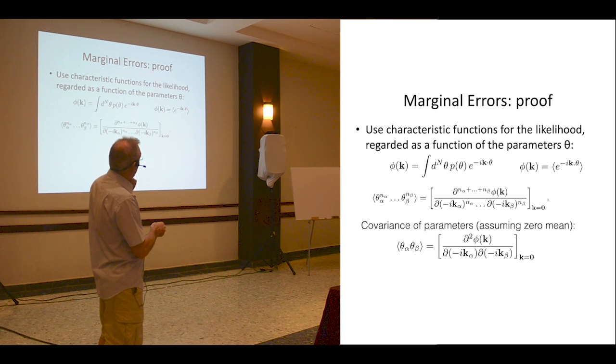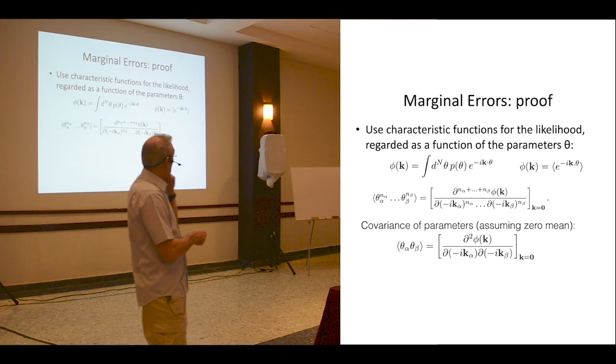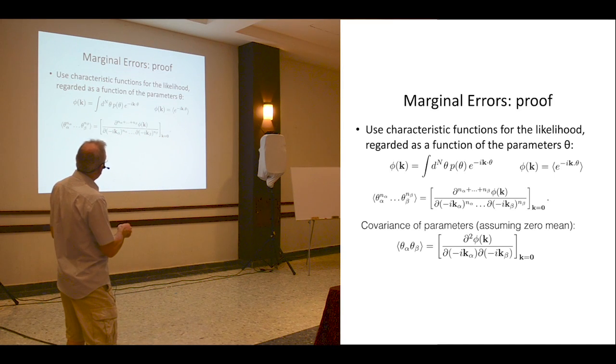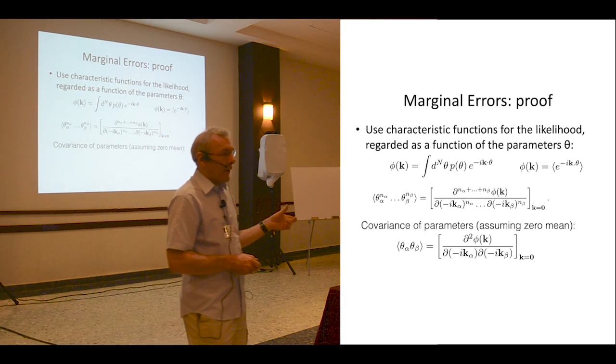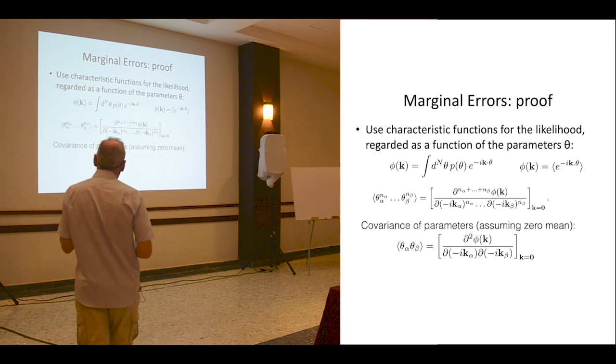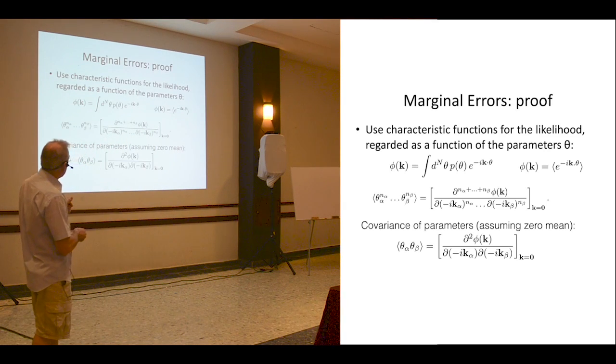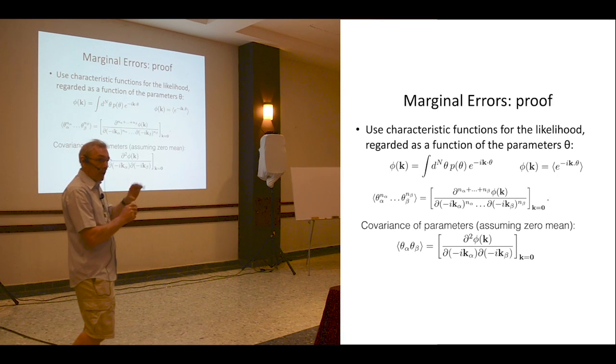So if we differentiate with respect to theta 1, that will bring down a factor of minus i k1 and so on. If you differentiate this some number of times with respect to these k vectors, and then evaluate this quantity at k equals 0, that will give you the expectation value of whatever product of features you want. The one that we're interested in here is the covariance of the parameters. If we assume 0 mean, then the covariance is just given by the expectation value of theta alpha, theta beta. That will be a matrix. Diagonal parts will give you the variance of each of the parameters. The off-diagonal terms will tell you about the correlations between them.